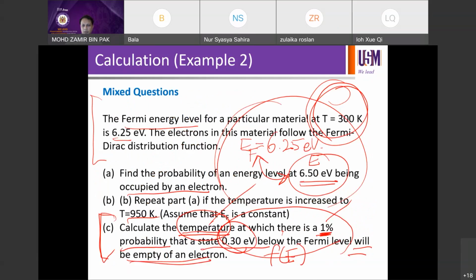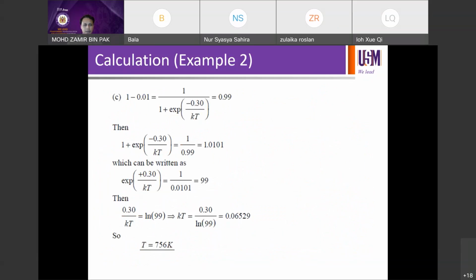And the third part, you just go through in detail. Let me just brief you the important parts. The tricks in the third part: calculate the temperature at which there's 1% probability that a state 0.3 eV below EF will be empty of an electron. Let's come here. So now your probability is the hole, right? So 1 minus Fe, 1 minus 0.01 equals 0.99, and that is equal to the very same equation.